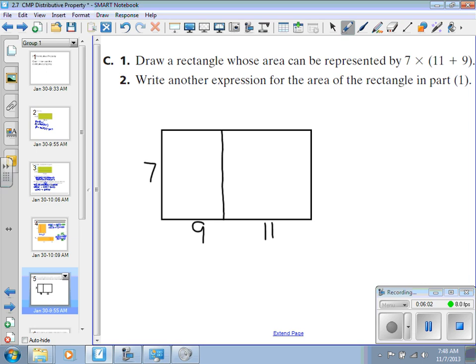And then the other expression that we're asking for would be 7 times 9 plus 7 times 11. It didn't say that we needed to solve it, we just needed to draw what it would look like. So we will move on to the next one when you are ready.